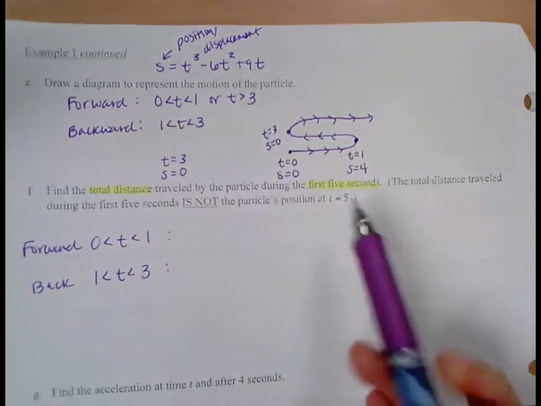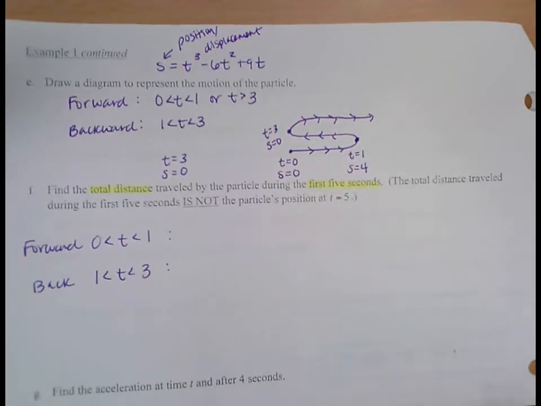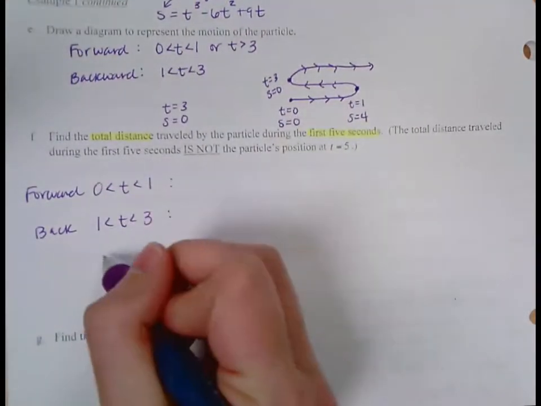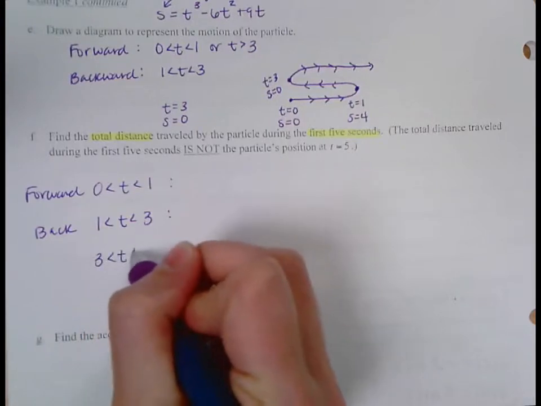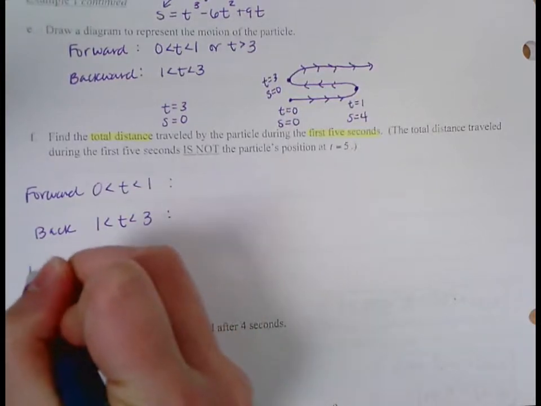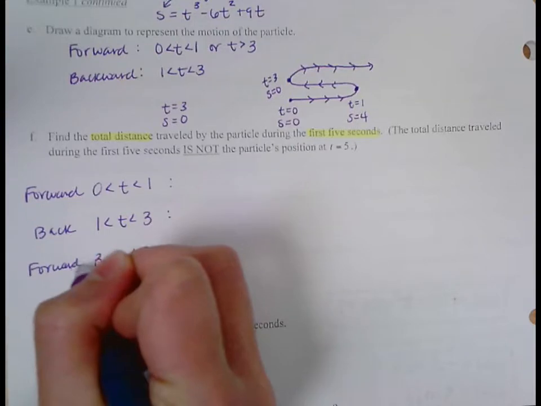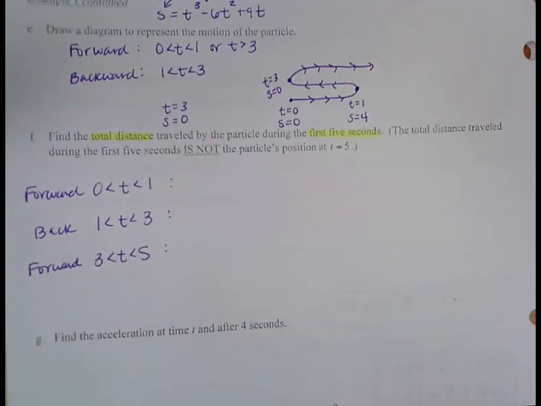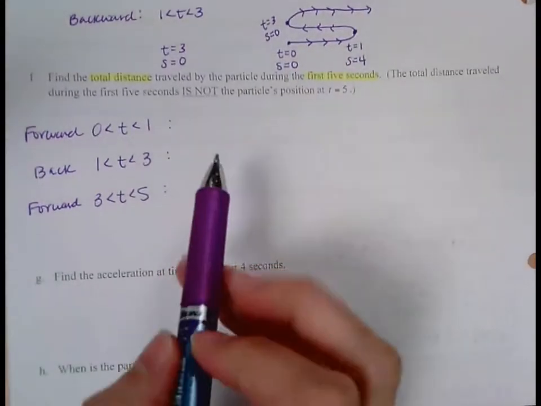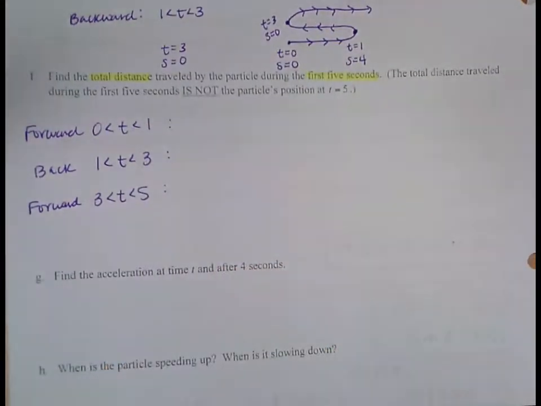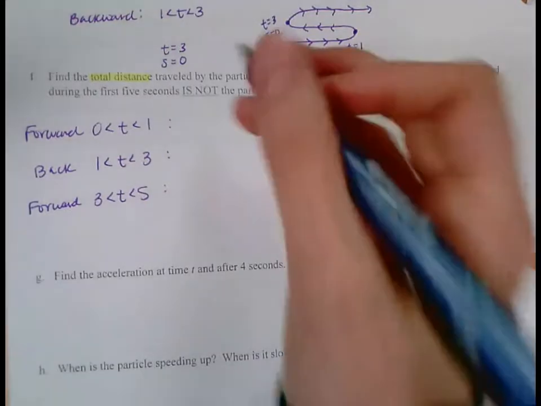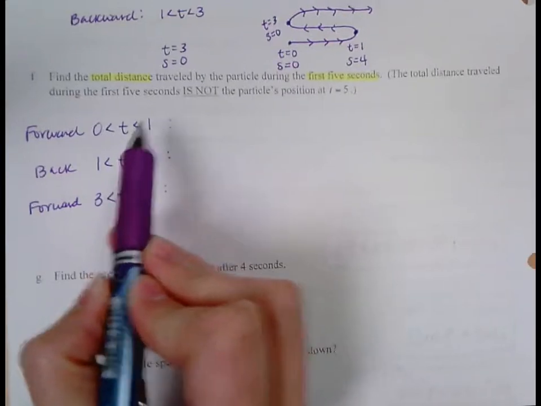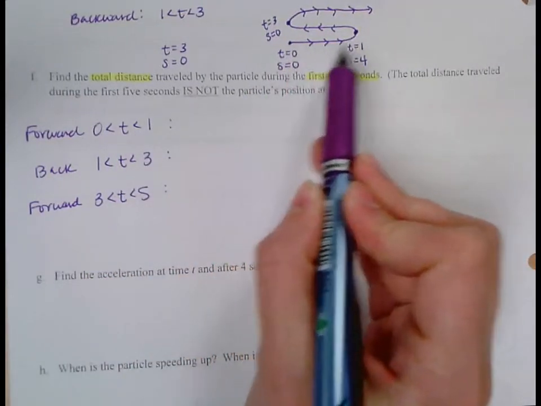And then the distance traveled, and it says the first 5 seconds. So my next interval would be from 3 seconds to 5 seconds. Because I know here it's moving forward again. So I'm not just plugging 5 into my function and saying this is the answer. I'm finding the distance traveled over these 3 time intervals, forward, backward, forward again, and then adding those 3 distances together.